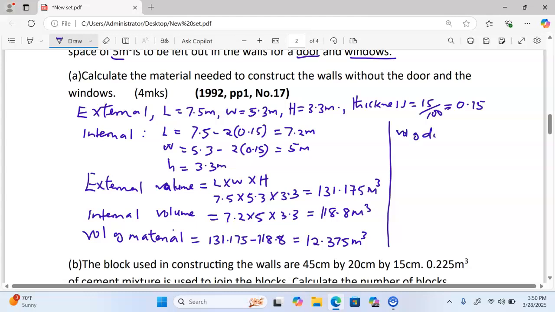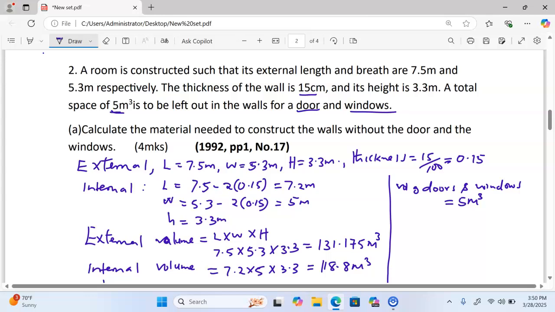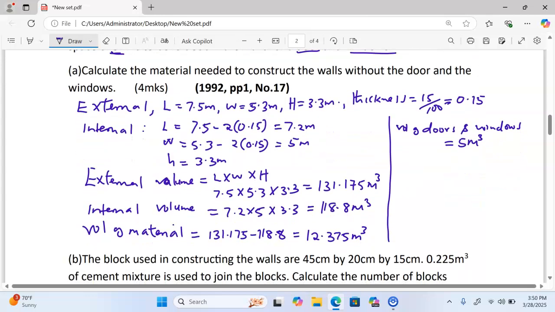Volume of doors and the windows will be 5 meter cubic, because the question is very clear. 5 meter cubic is to be left, and in this case what we have gotten as 12.375 is actually the volume of the wall. This is the volume of the wall, including that volume of the doors and windows.